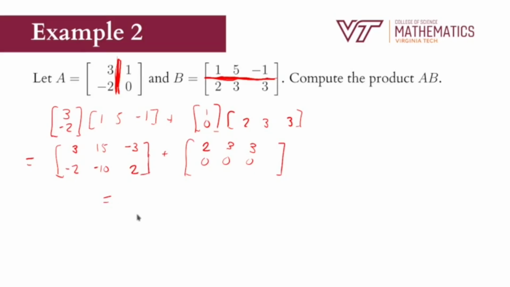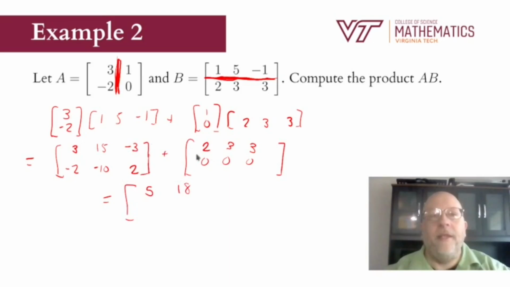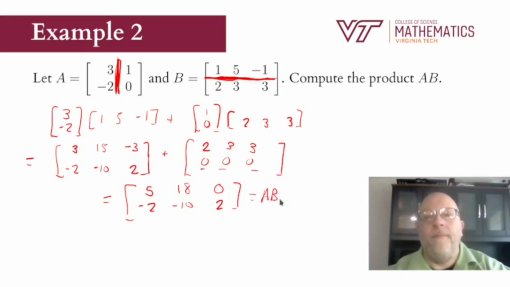We add these together, and we get 3 and 2 is 5. 15 and 3 is 18. -3 and 3 is 0. The bottom row, we're just adding a bunch of zeros, so it's got to stay at -2, -10, and +2. And this is the combined matrix AB. We did not have to work out two separate linear combinations. We just had to pair up the rows and the columns and work out the product separately.